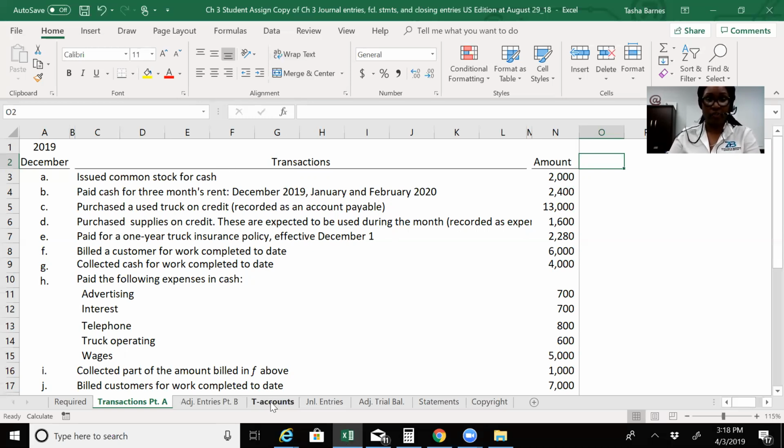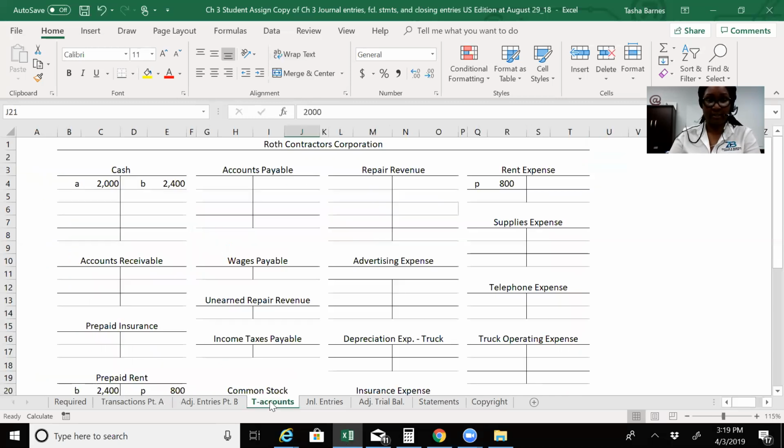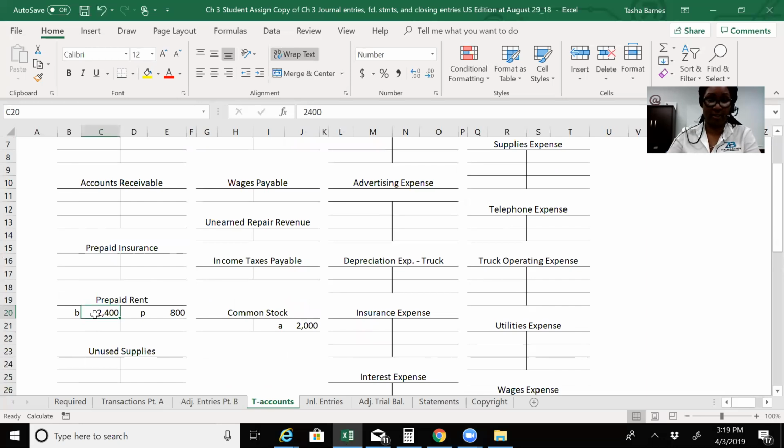Okay. So if we go to our journal entries, well, let's go to T accounts first. So T accounts, cash. Cash is an asset. Asset has a normal debit balance. So when you increase that asset, you debit it. When you decrease that asset, you credit it. So here, when we did our prepaid, we decreased it. So we decreased it by doing a credit for $2,400. And then our offset will be prepaid rent for $2,400.